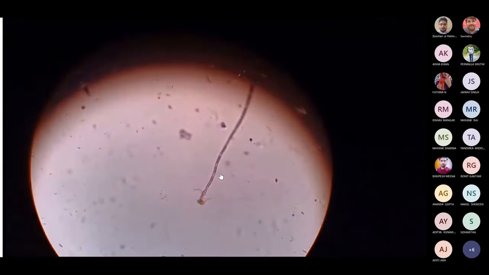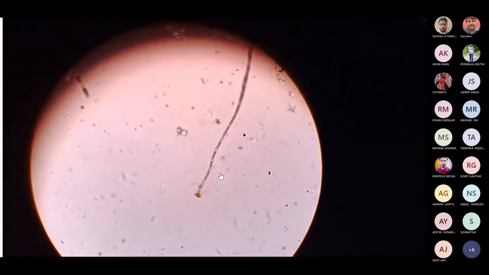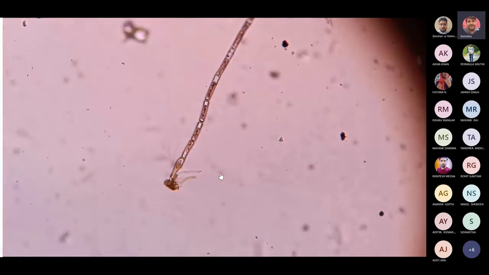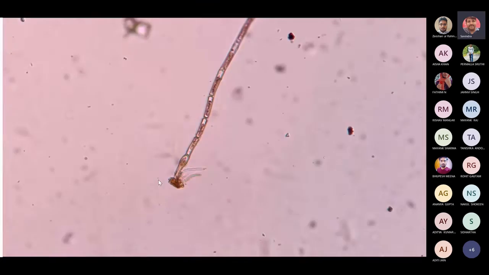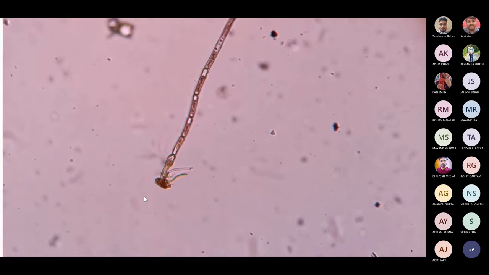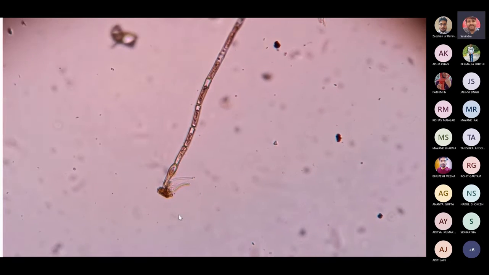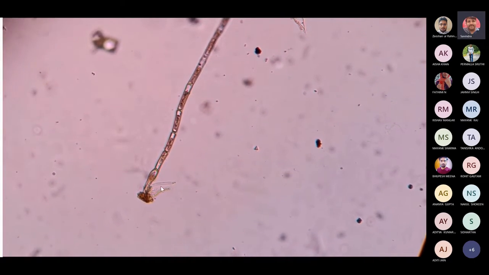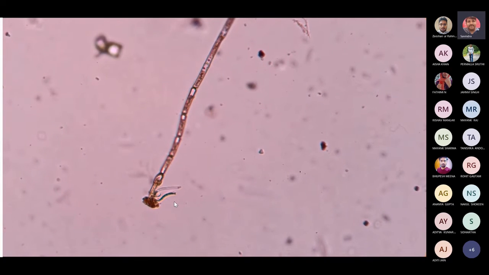So now you can see this is a hold fast. Now you can assume how long it is. We are just focusing on the bottom part. Can you see this structure? Yes or no? Yes, sir. Okay. And you can also see there are some filament-like structures coming out.